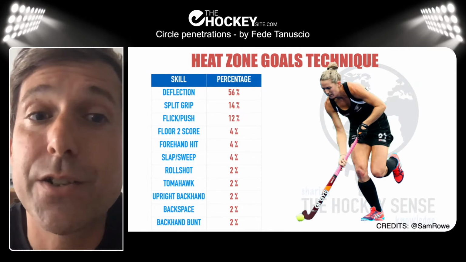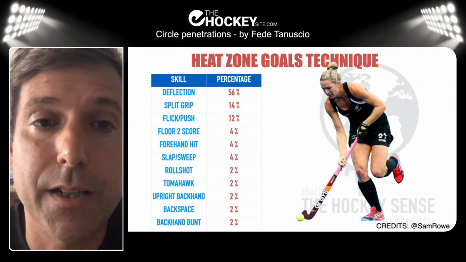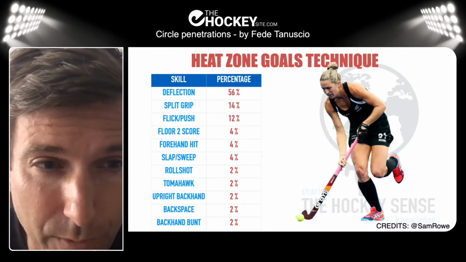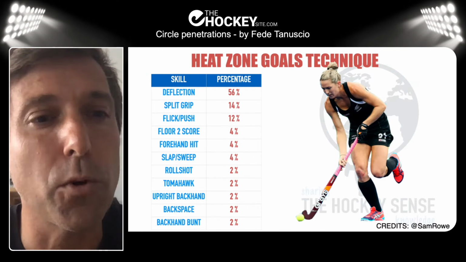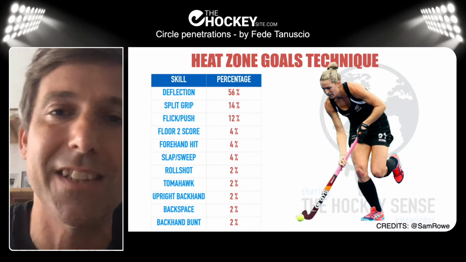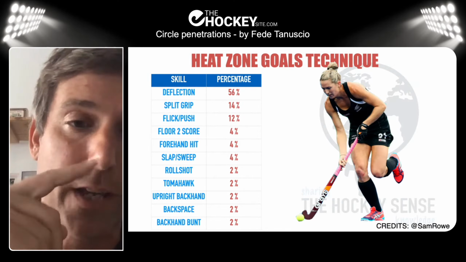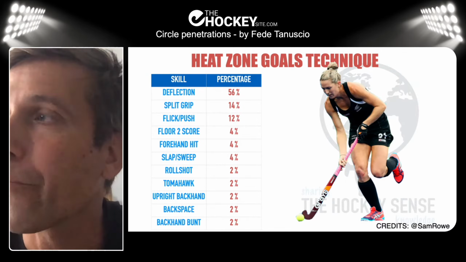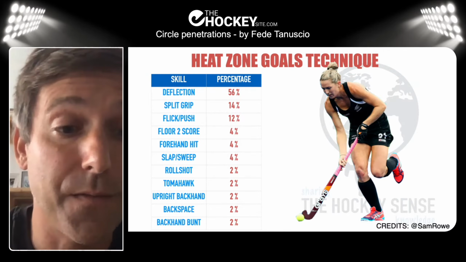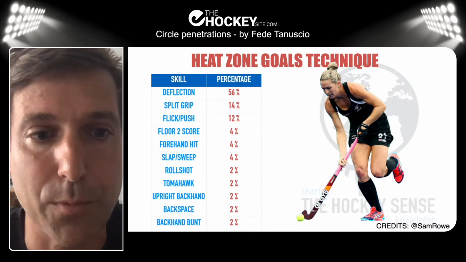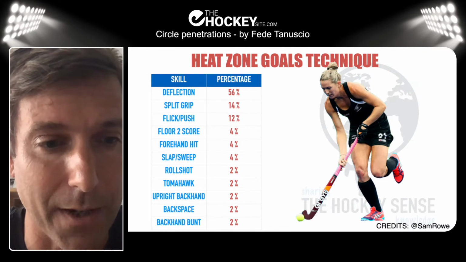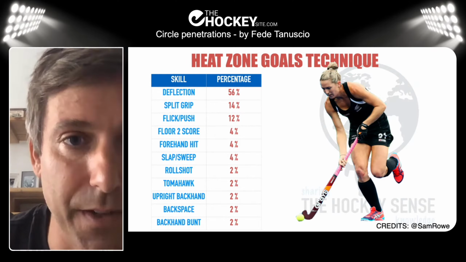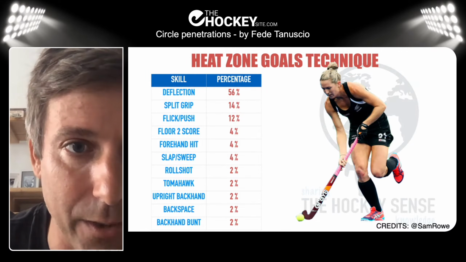Okay. Here we have the techniques, how we score inside the circle. So we have deflections, 50% of the goals. Split grip, 40%. Flick push, 12%. Floor second, a score, 4%. Forehand hit, 4%. That is just inside the circle, the hit zone, okay? It's when we said that the 50 in the last screenshot, we see it, was the statistic on the 53% of the goals. Okay, slap sweep 4%, roll shoot 2%, tomahawk upper right, and then the rest of them is 2% of efficiency inside the small circle with the technique, the skills.